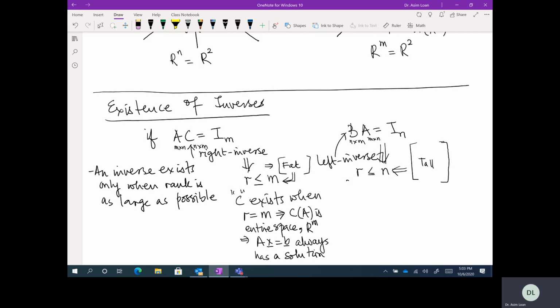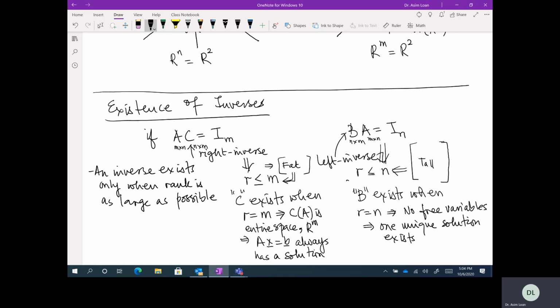Okay. And if R is equal to n, so B exists when R is equal to n. When R is equal to n, there are no free variables, so there's only one solution. This implies one unique solution exists, if any.